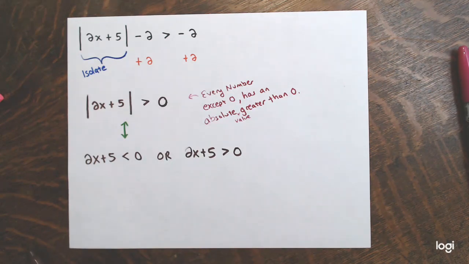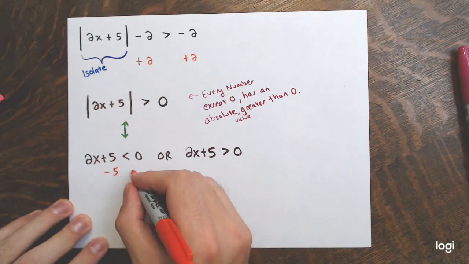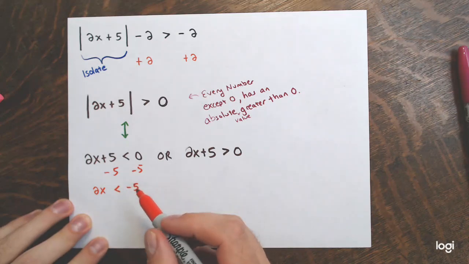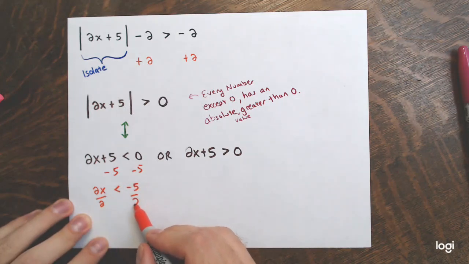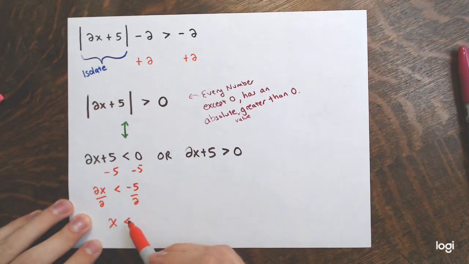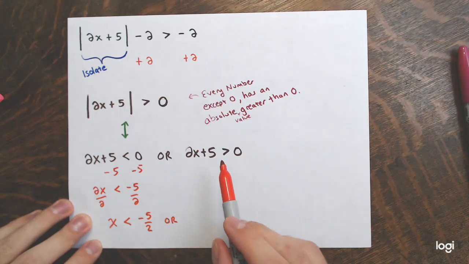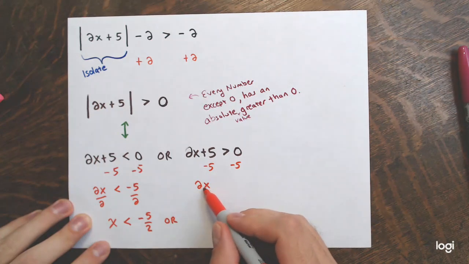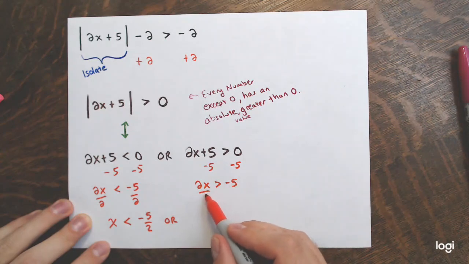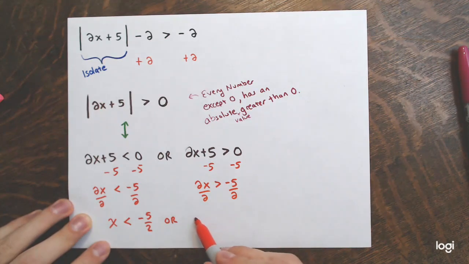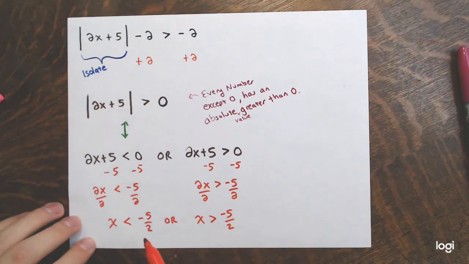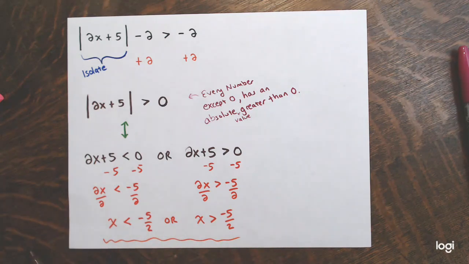All right, and then we're solving these. I would subtract 5 from both sides, leaving me with 2x is less than negative 5. Then dividing both sides by positive 2, x is less than negative 5 halves, or, and then doing the same to this one, subtracting 5 from both sides gives me 2x is greater than negative 5, dividing both sides by positive 2, x is greater than negative 5 halves. Again, I'll underline these here. These look good. Let's check them out.